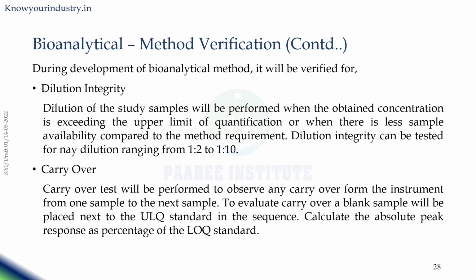So, for example, you spike 100 nanogram per ml in the blood matrix, extract the samples and inject, and then you dilute that 2 times or 10 times and inject. The accuracy of the samples, what you back calculate for the diluted samples: when you dilute 2 times, you should get 50 nanogram per ml. When you dilute 10 times, you get 10 nanogram per ml or close to that, within plus or minus 15%. Then your integrity is passed.